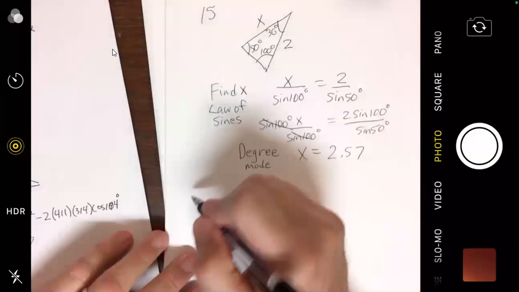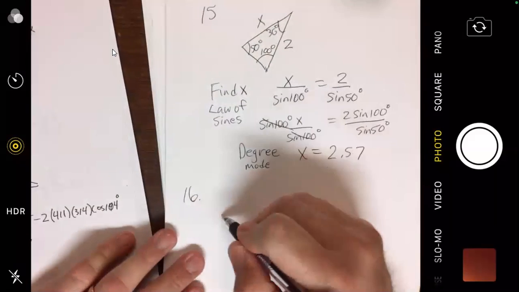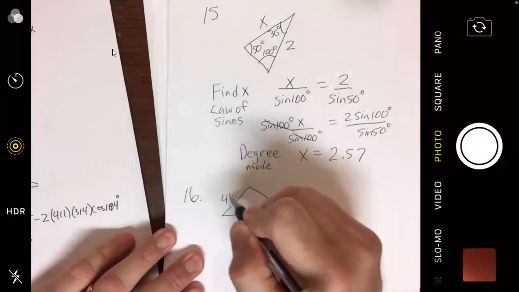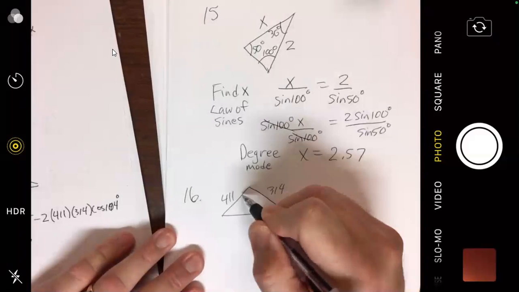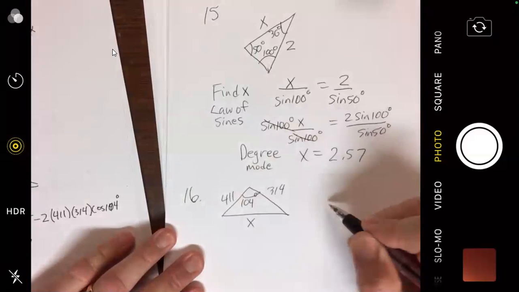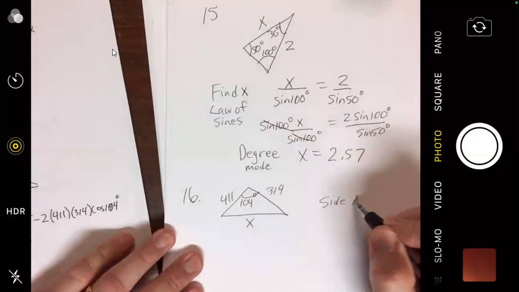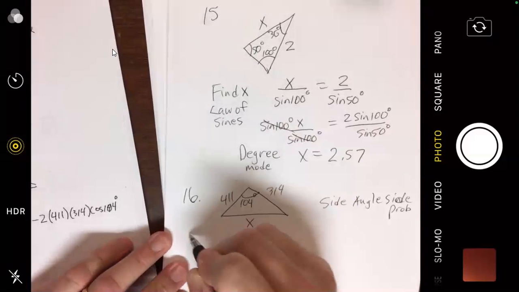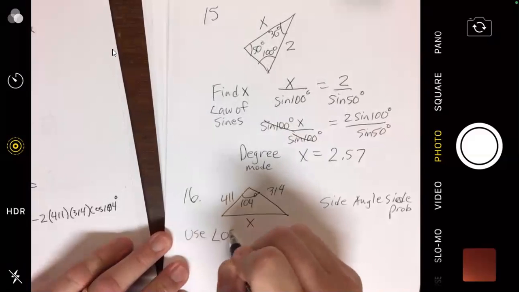All right, let's see, 16: 411, 314, and 104 degrees. This is a classic side-angle-side problem. Use the law of cosines.